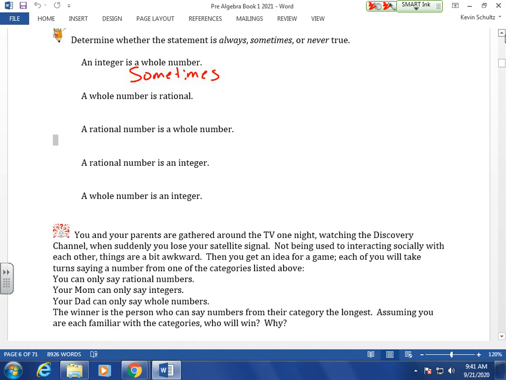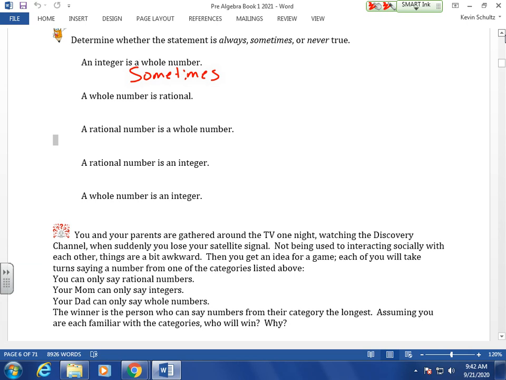Then the brain buster down at the bottom says, you and your parents are gathered around the TV one night watching the Discovery Channel, and suddenly you lose your satellite signal. Not being used to interacting socially, things are a bit awkward. Then you get an idea for a game. Each of you will take turns saying a number from one of the categories listed above. You can only say numbers that are rational. Your mom can only say numbers that are integers, and your dad can only say numbers that are whole numbers. The winner is the person who can say numbers from their category the longest. So whoever runs out first loses.